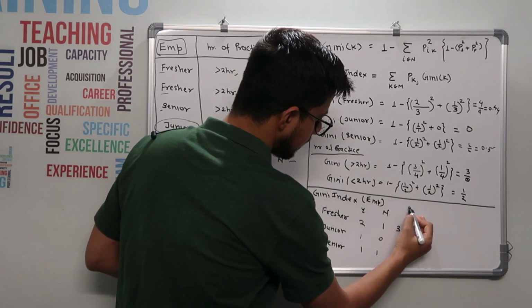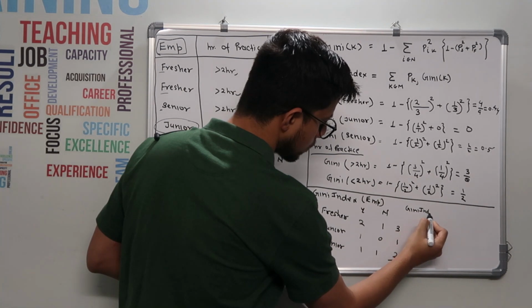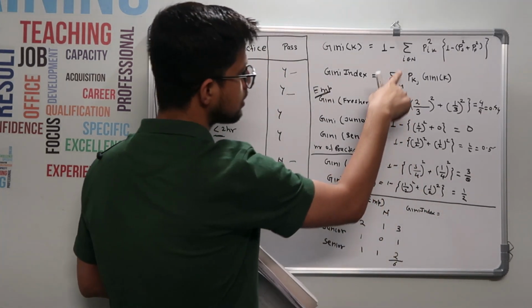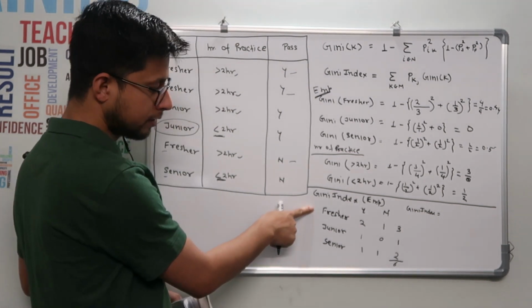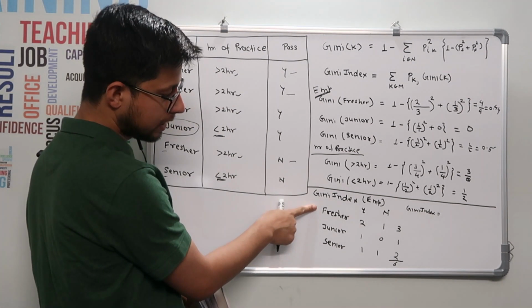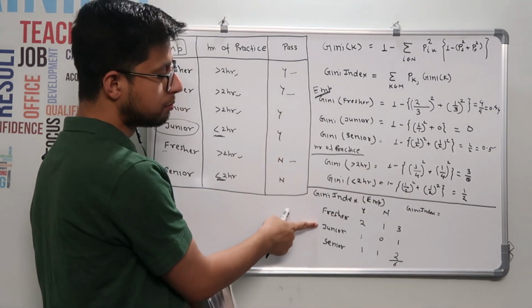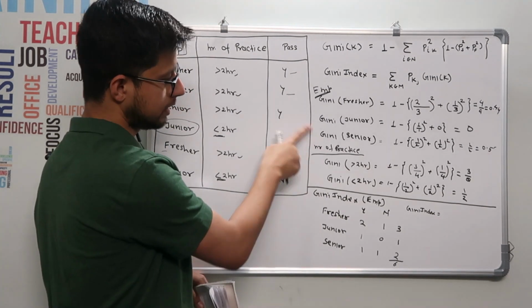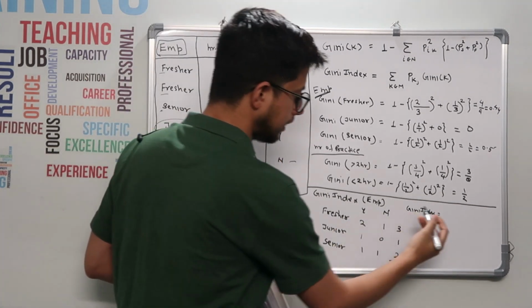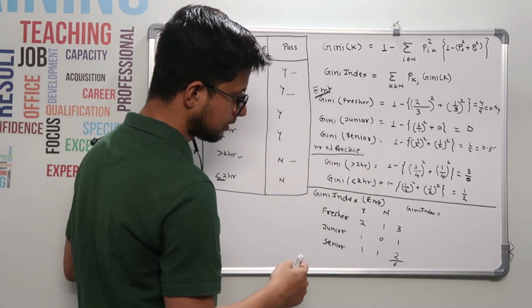So your Gini index will be a summation: fresher probability multiplied by fresher Gini, plus junior probability multiplied by junior Gini, plus senior probability multiplied by senior Gini. This is how we calculate the Gini index. So what is the probability of fresher? 3 by 6.